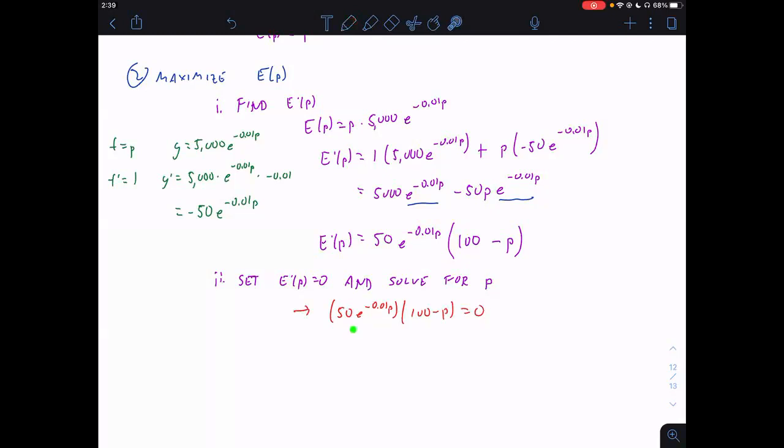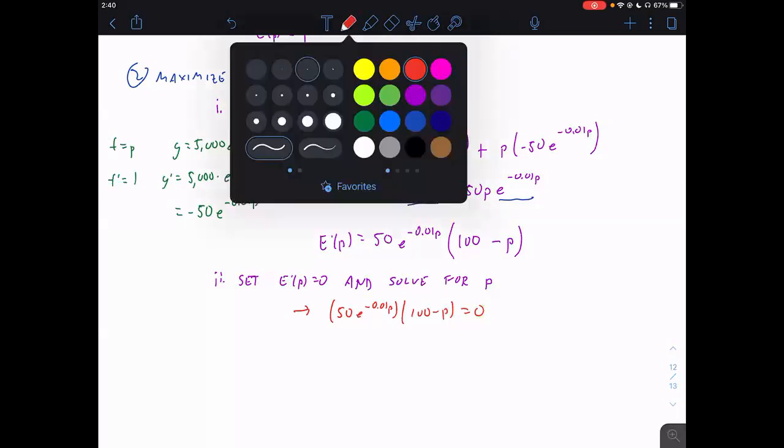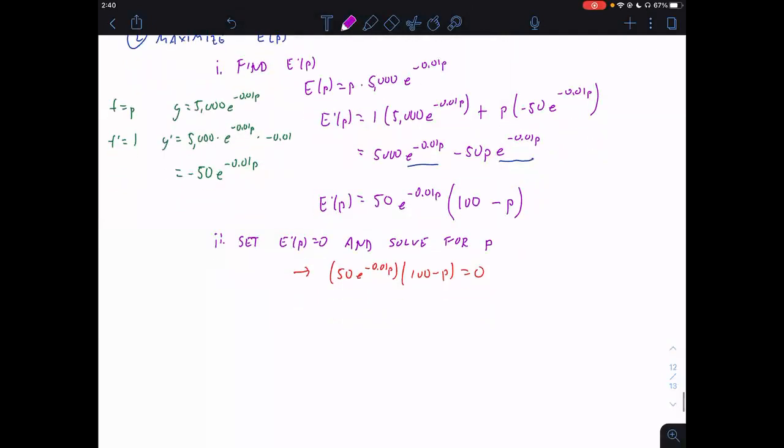Now, the reason why I put parentheses around the first factor is because the critical numbers are any values of p that will make your equation 0. And to solve for those values of p, we've got to set each factor that involves p equal to 0. So you're going to have two equations. We're going to set this first factor, 50e to negative 0.01 p, equal to 0, and then set the second factor, 100 minus p, also equal to 0.